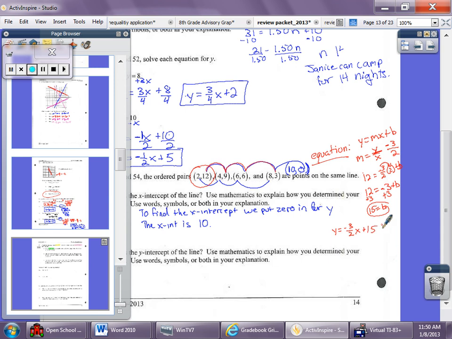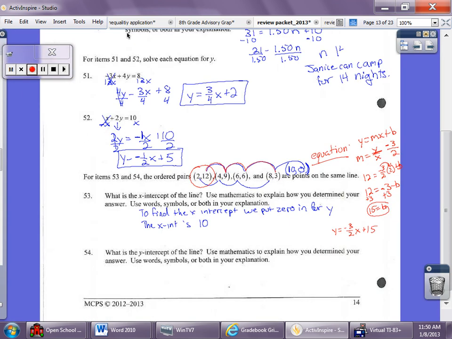Now what we were saying before is that to find the x-intercept, we put 0 in for y. So the other way we can do this is to plug in 0 for y. So 0 equals negative 3 over 2x plus 15. Now we can simply solve this equation. Subtract 15 from both sides: negative 15 equals negative 3 over 2x. Now we have a fraction. To get rid of the denominator, we multiply both sides by 2. The 2's cancel, and negative 15 times 2 gives us negative 30.